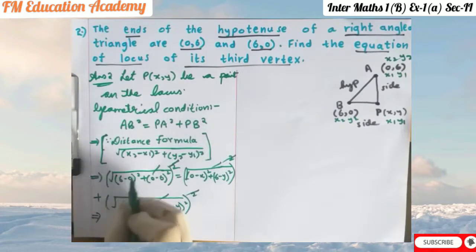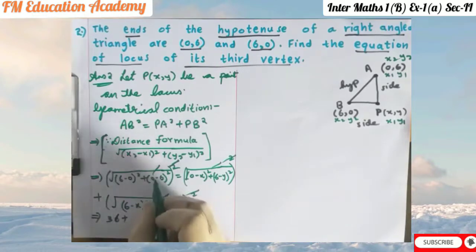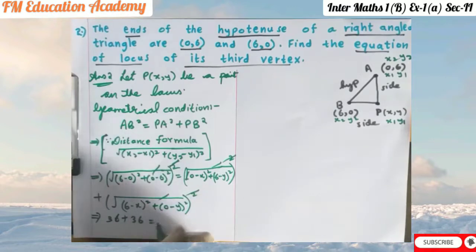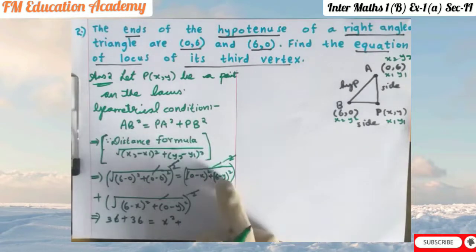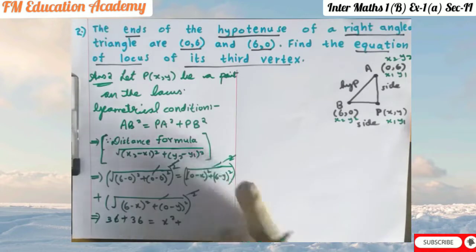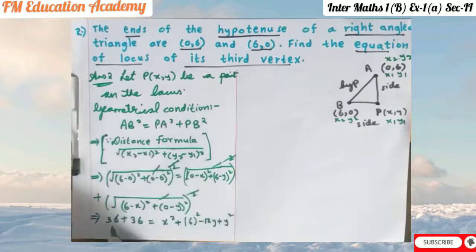What do we have here? 6 minus 0 means 6 whole square. 6 whole square is 36 plus again 0 minus 6 is minus 6. Minus 6 whole square is 6 sixes are 36, is equals to minus x whole square is x square plus this is (6 minus y) whole square. This is the form of (a minus b) whole square. What is (a minus b) whole square? a square, that is 6 square, minus 2ab, that is 2 into 6 into y, 2 sixes are 12, 12y, plus y square, plus (6 minus x) whole square.